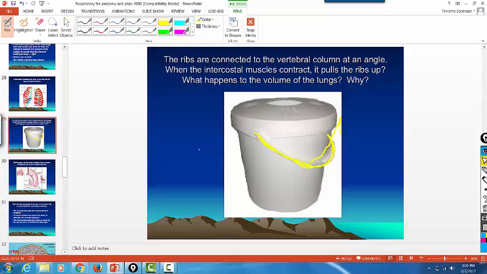All you've got to do is just take a big deep breath right now, and you will see that the anterior-posterior diameter of your chest increases, therefore increasing the volume of your lungs. So in times where you need to get more air in and more CO2 out, you're going to start using those intercostal muscles. They're referred to as the accessory muscles of ventilation.